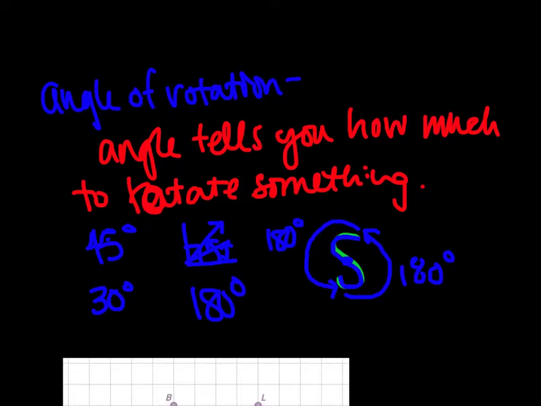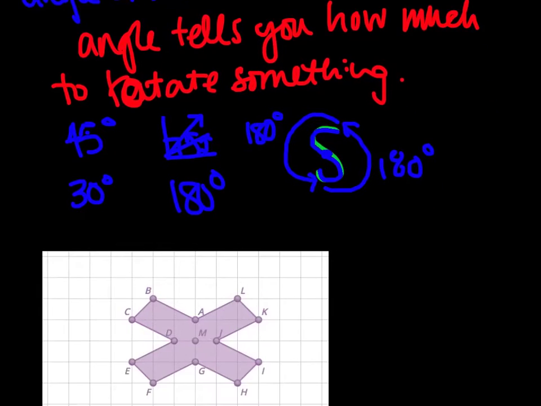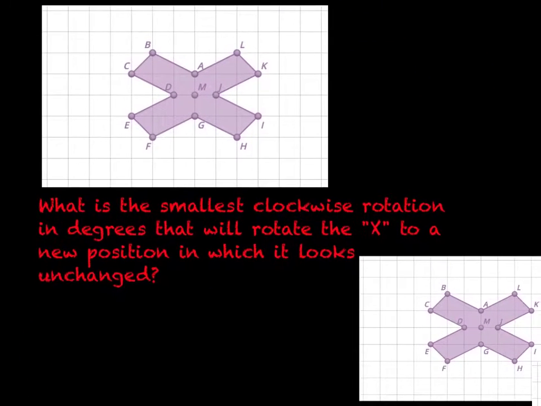So thinking about the angle of rotation, you might do something a lot or a little depending on what's going on. So we're going to start out this investigation with an image. The image is a gigantic X.